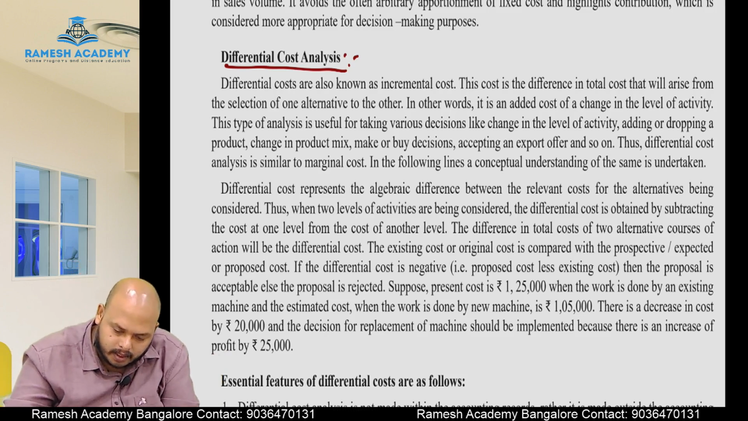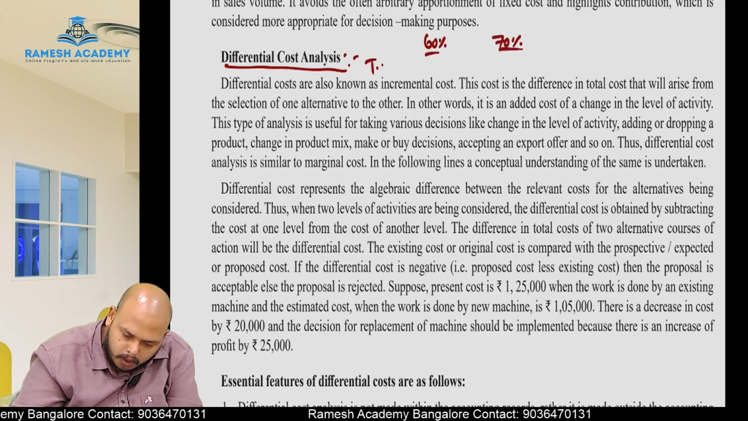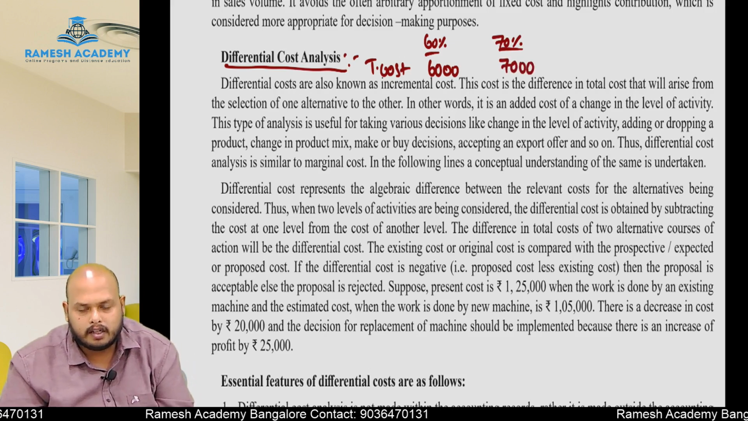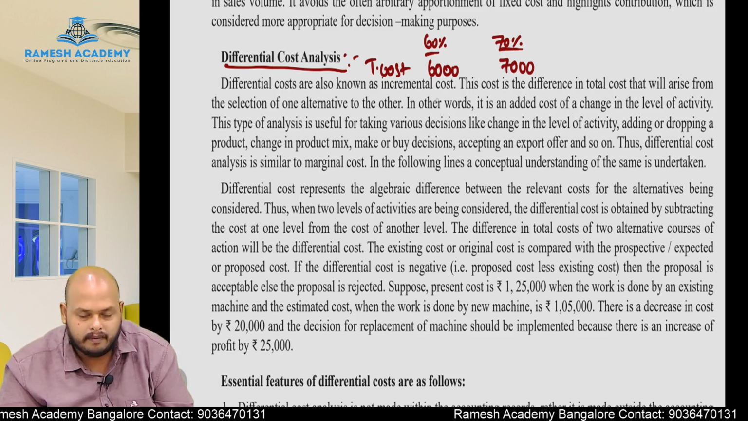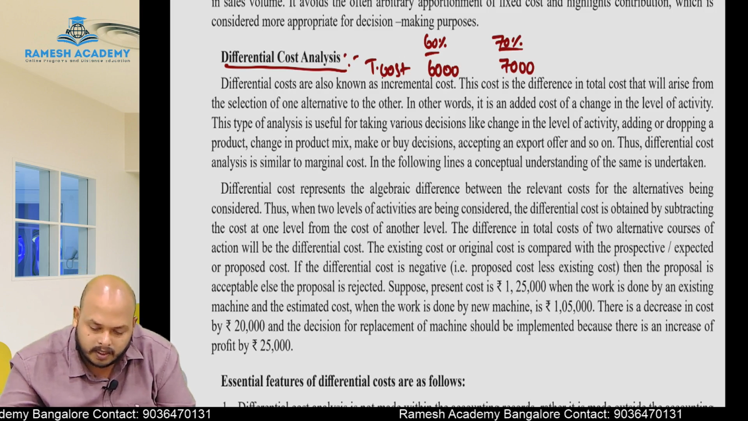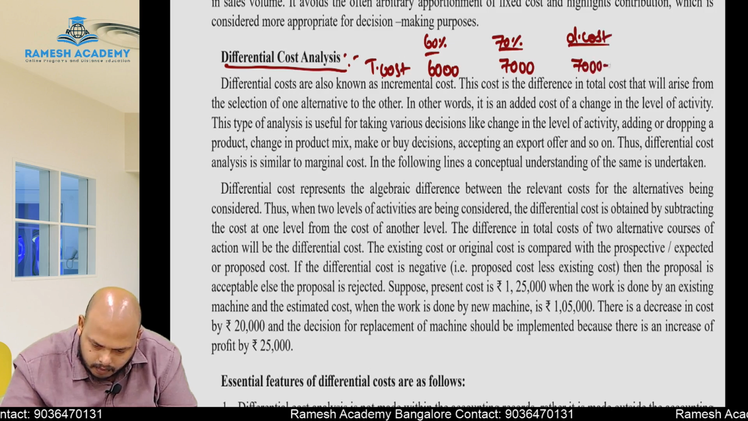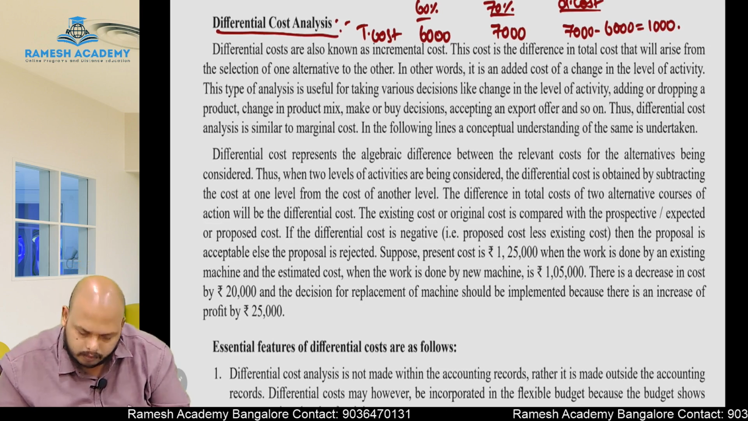Examples: suppose they give 60% and 70%. Total cost at 60% is 6,000, at 70% is 7,000. What do you mean by differential cost? Differential cost means the change in current level of activity cost compared with the previous level. So current level of activity cost is 7,000, previous level 6,000. The difference between these two is 1,000 rupees. Differential cost equals 7,000 minus 6,000, which is 1,000 rupees. This is called a differential cost. Okay?